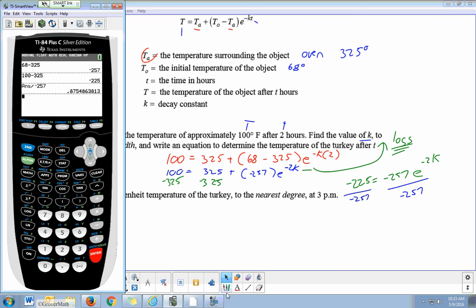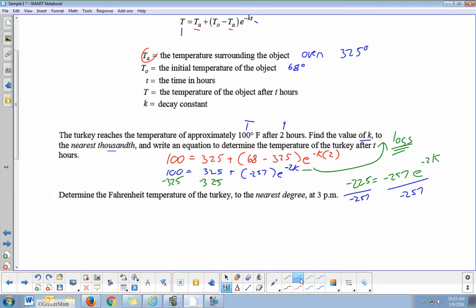I'm going to write it as 0.875 for now, but I'm going to use the whole number. I like to do dot, dot, dot after it to remind myself that I'm not going to use 0.875. I'm going to use the whole number in my calculator, e to the negative 2k. All right, now the base is isolated, so you can do logs.